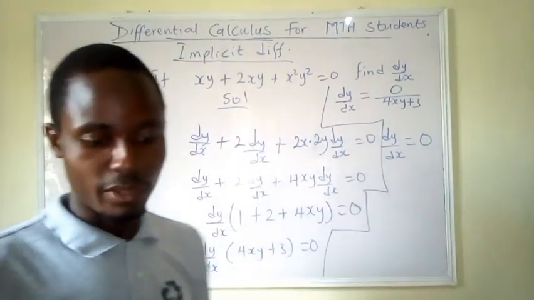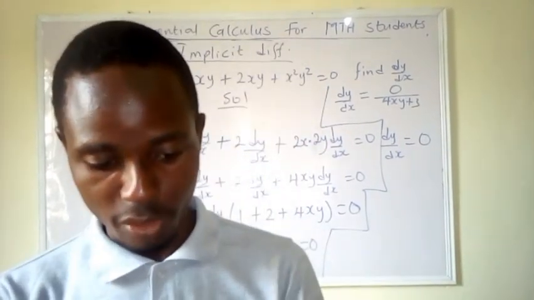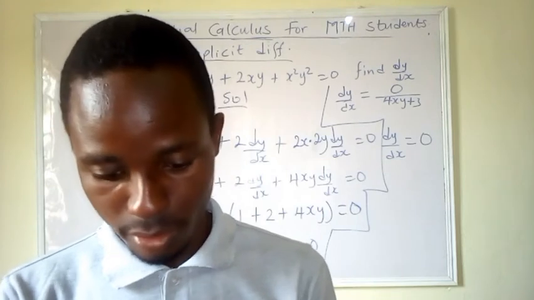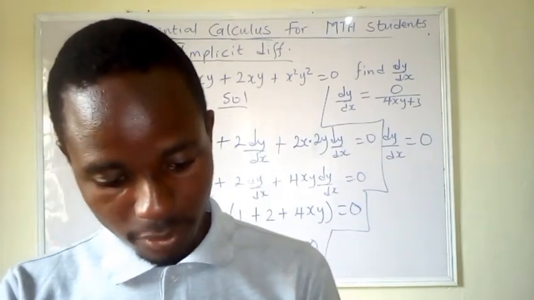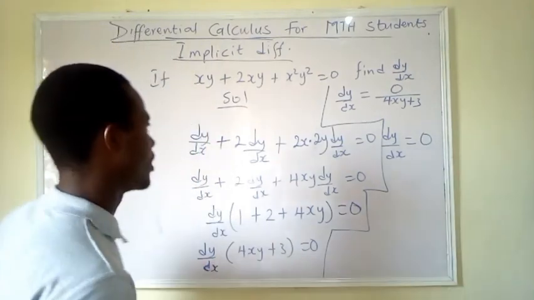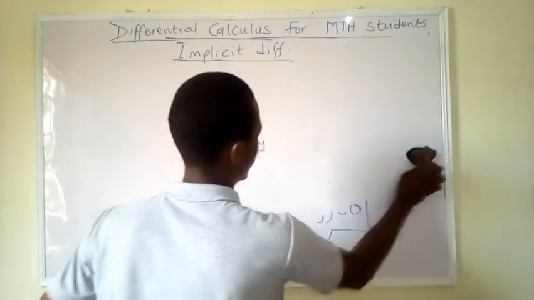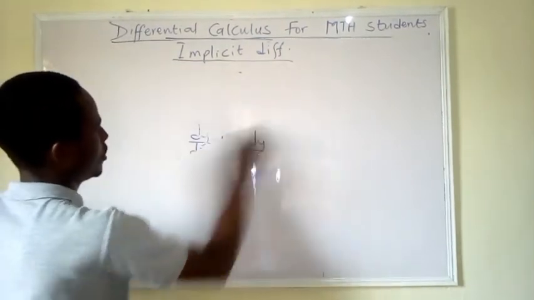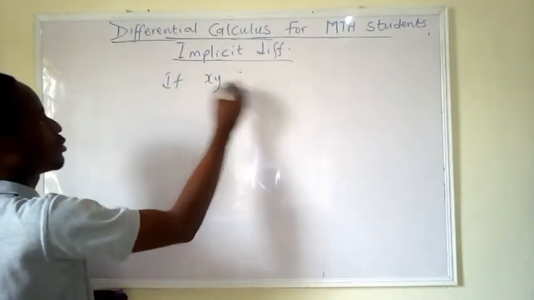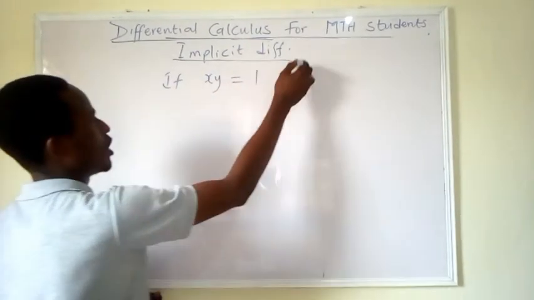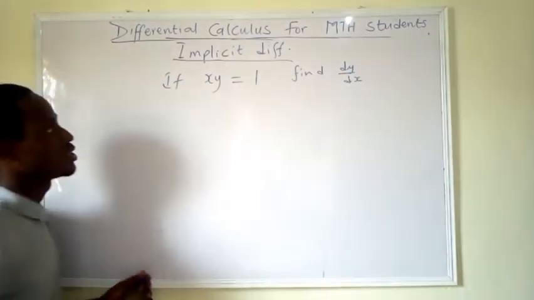So we can take another implicit function. I think I have them here. So let's take one more implicit differentiation question and see how we solve it out. There is a question that says if xy equals 1, find dy/dx. So this is so much simpler.